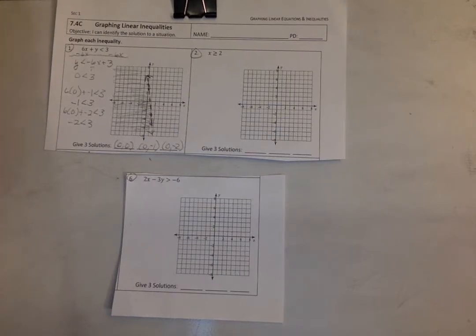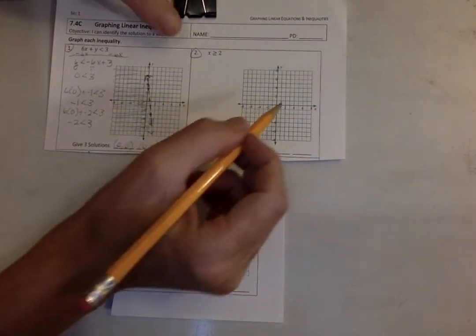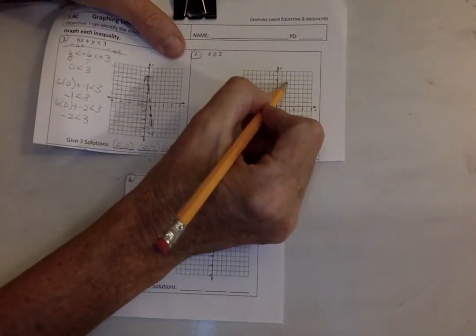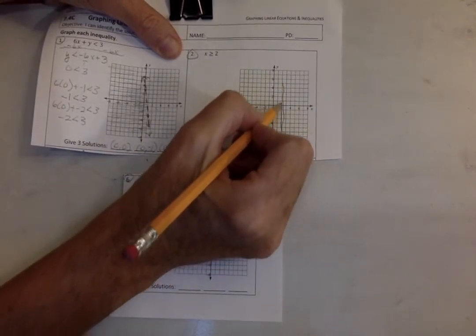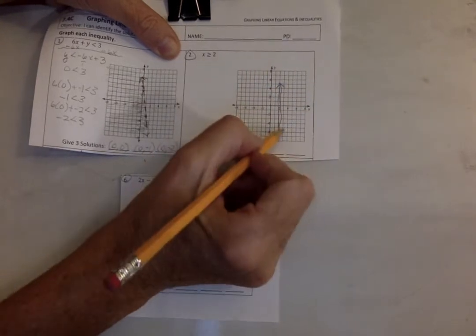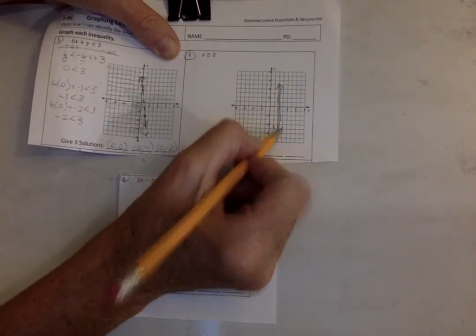Next, it says x is greater than or equal to 2. Okay, so when there's no y, we know that there's really no slope, and it's going to be an undefined slope. Okay, remember the undefined slope is like that cliff. So if you think undefined, cliff. So x is greater than or equal to 2. And since it's or equal to, it's going to be a solid line right at 2. And that's not so great, but it'll work.